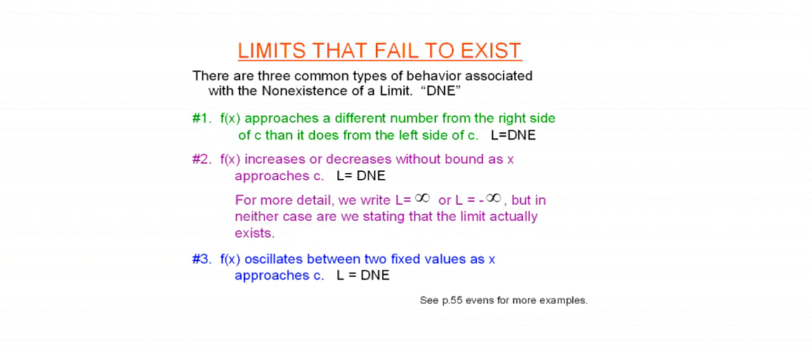And there are 3 ways that limits can fail to exist, and we just talked about them, right? Approaching 2 different values from either the left and the right side. Either we're going up to positive infinity on both sides, or negative infinity, or both negative and positive infinity, or it's oscillating. Those are 3 ways.